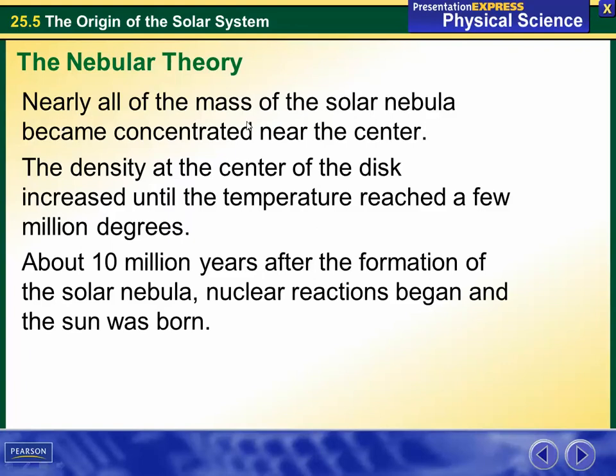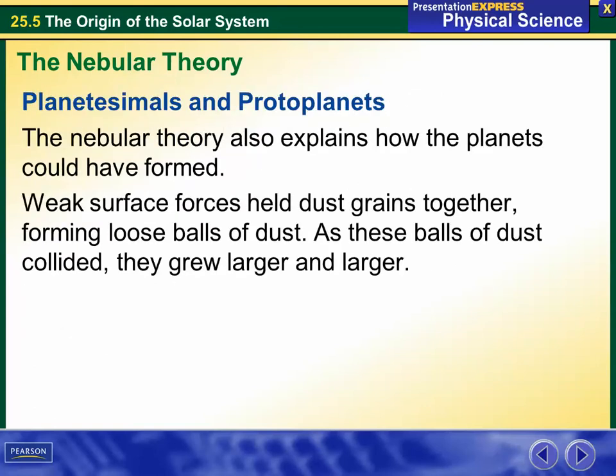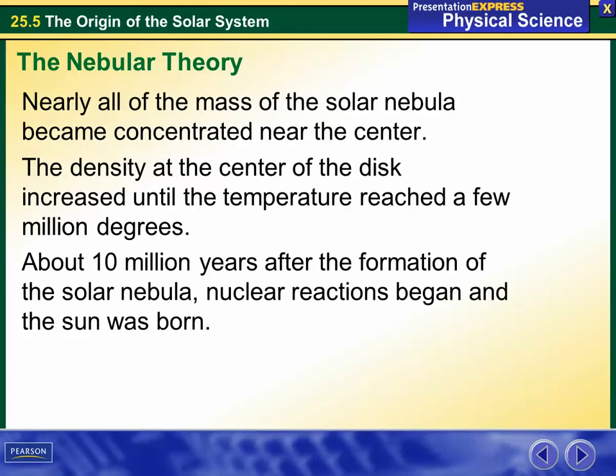So the nebular theory accounts for that. When it spun, most of the mass went to the center. The temperature rose as the spinning went on, and the formation of the sun began when the nuclear reactions started. So that's kind of how the sun came to be. Again, we'll break that down more in class because I know it could be a little bit confusing.